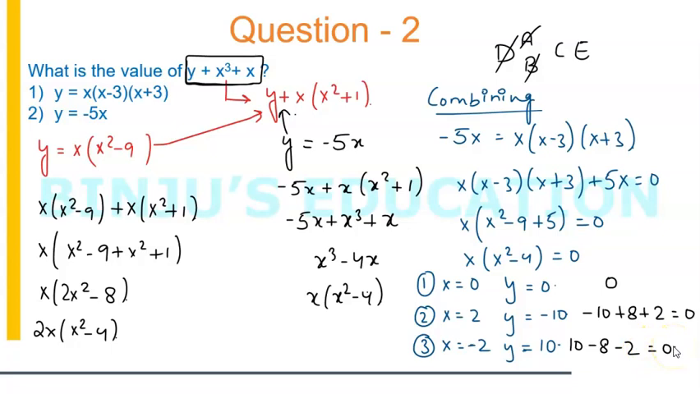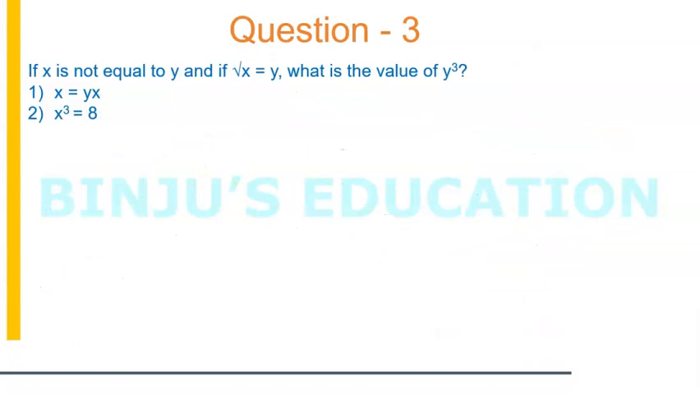to 0. So interestingly, in all the three cases, you are getting y plus x cube plus x as 0, right? In all the three cases, you are getting it as 0, which means your answer is option number C. Very interesting question. All right. Okay, then let's move on to the next one. Try question number 3. Pause the video and try this question, please.